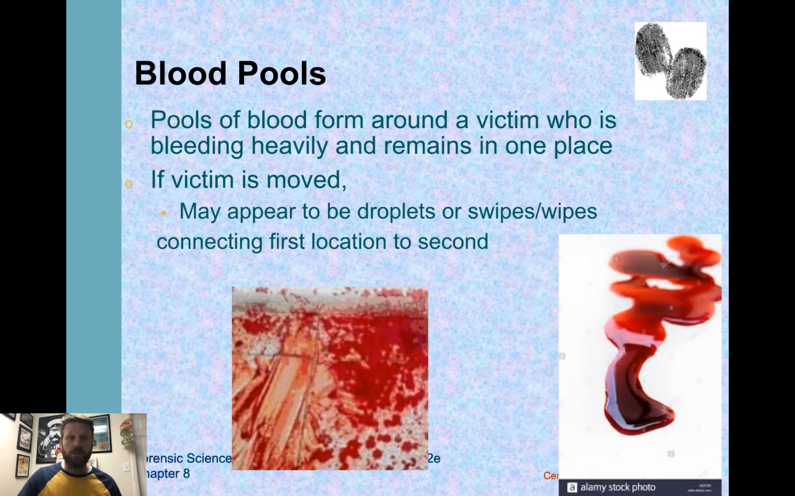You can have pools of blood. That's pretty obvious. You got a big accumulation of blood in one spot. You can kind of tell if the victim was moved if there's a blood pool. May appear as somebody's trying to clean it up, so it may be droplets or wipes through that blood pool.